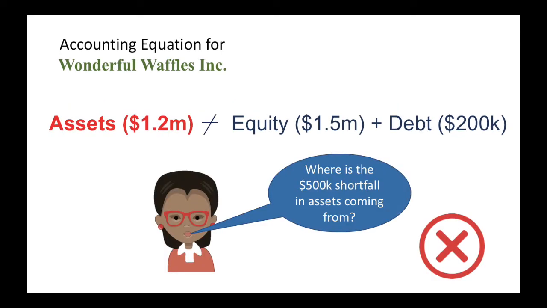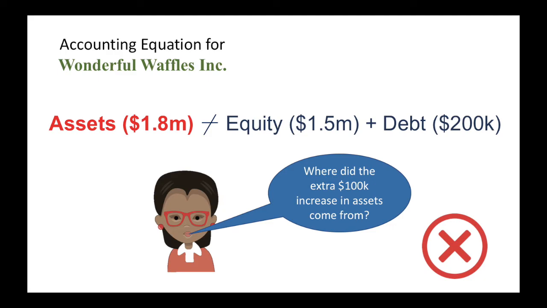Going back to the example that we did earlier, debt borrowed on behalf of the business was $200,000, and the business owners contributed $1.5 million into the business. If total assets were incorrectly recorded as $1.2 million as opposed to $1.7 million, it means the difference of a $500,000 shortfall was not accounted for. Inversely, if total assets were recorded at $1.8 million instead of $1.7 million, how do we now explain the additional $100,000 investment? Where did it come from? Something must have gone wrong, and we know this because the equation does not balance.